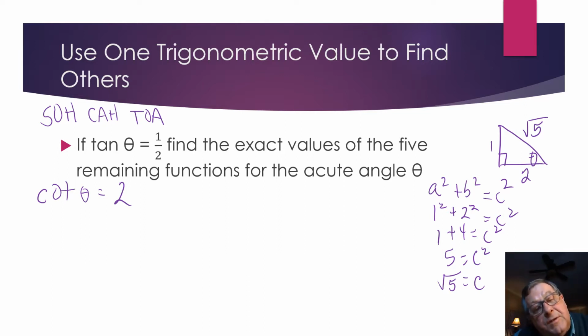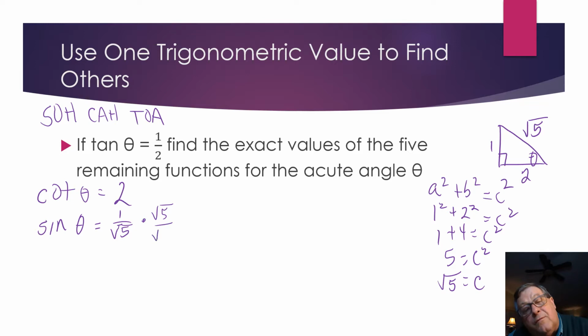Let's work on the sine function. The sine of theta is going to be the opposite side, which is 1, over the hypotenuse, which is the square root of 5. Now, as we know, mathematicians have an aversion to leaving a radical in the denominator, so we're going to rationalize that by multiplying by the square root of 5 over square root of 5. 1 times the square root of 5 is the square root of 5, and the square root of 5 times the square root of 5 is 5. So the sine of theta is square root of 5 over 5.